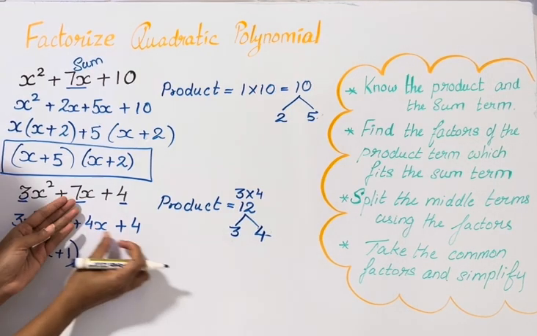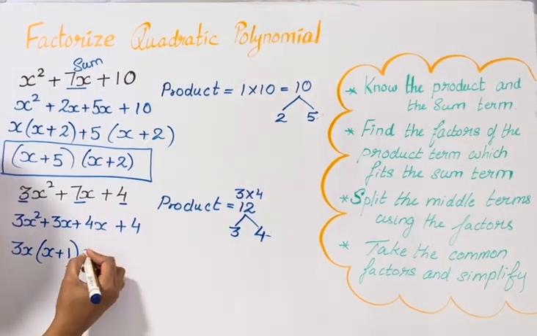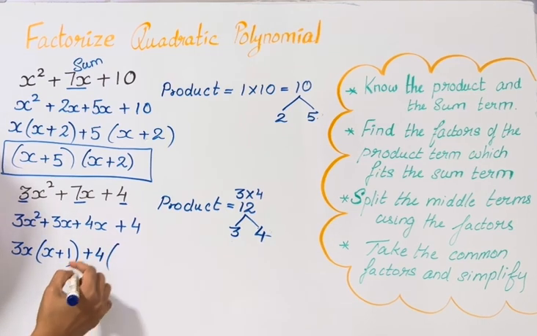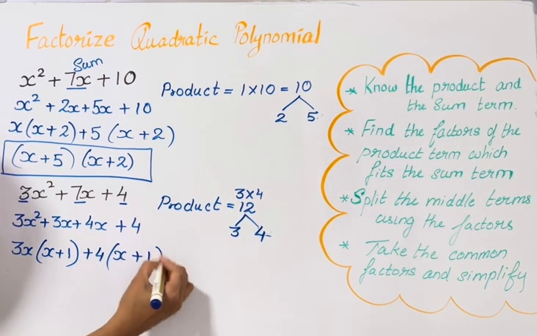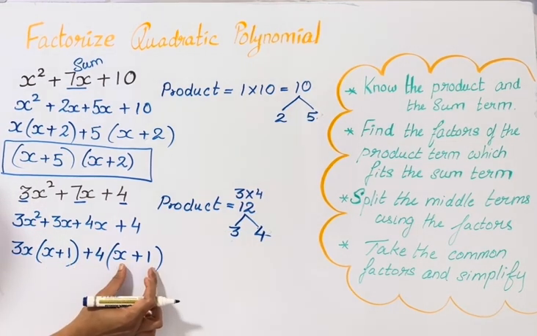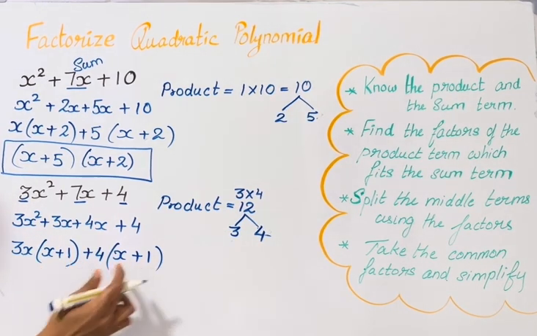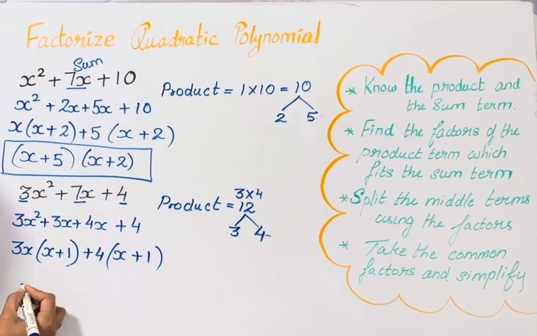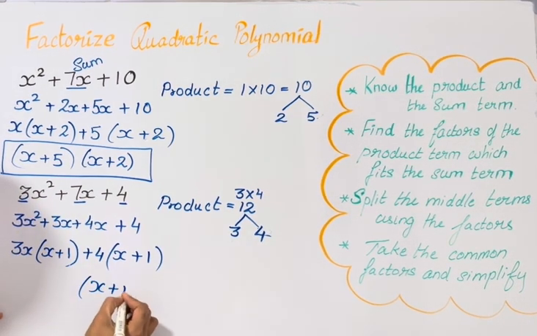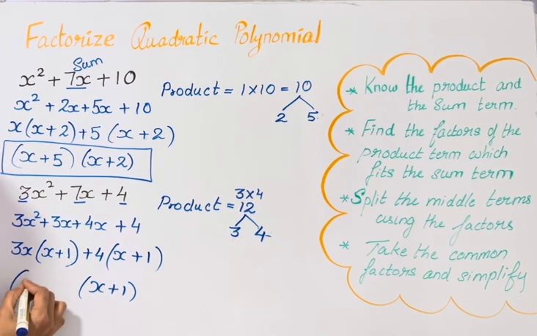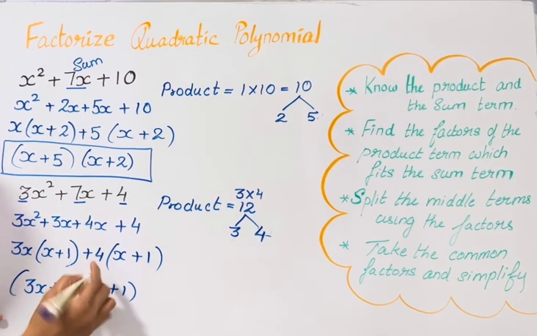Now come to the third and fourth terms. The common factor is 4. After taking that, we get x plus 1. So you can see that the common factor appears here and here. So the factors are x plus 1, which is the common one, and the other factor is 3x plus 4.